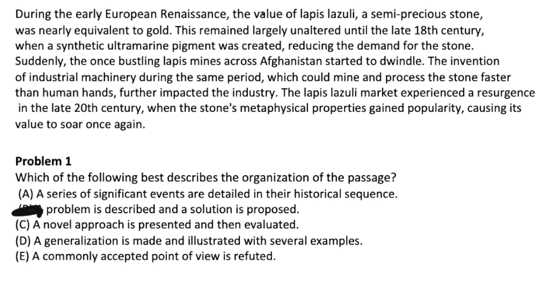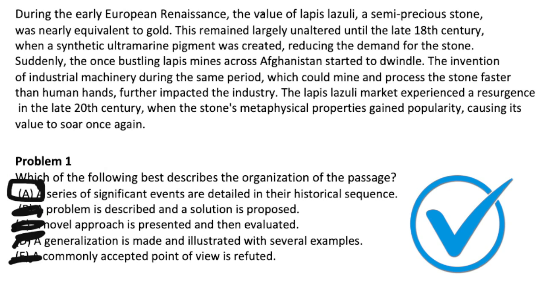So that's not right. C: a novel approach is presented and then evaluated. Are we talking about, this is the new way to do this, let's think if that's working? No. D: a generalization is made and illustrated with several examples. No, we're really just talking about this one thing over time. E: a commonly accepted point of view is refuted. No, that also doesn't seem valid because there's no accepted story about it that we then tear apart. So our best answer is going to be A. Okay, on to the next.